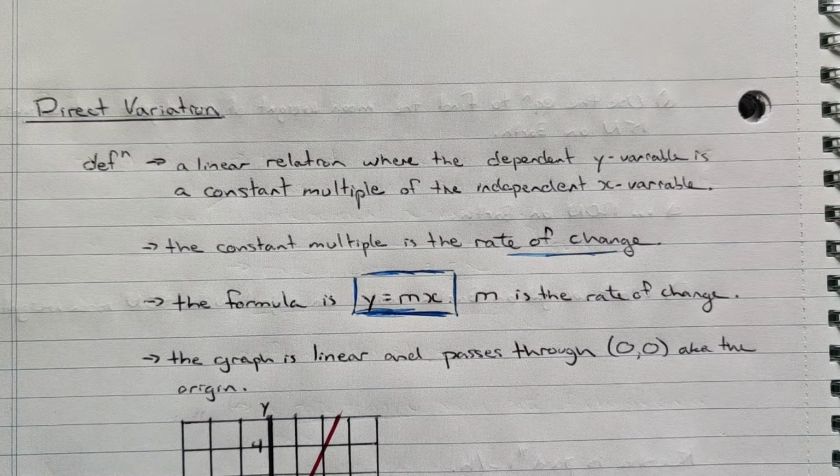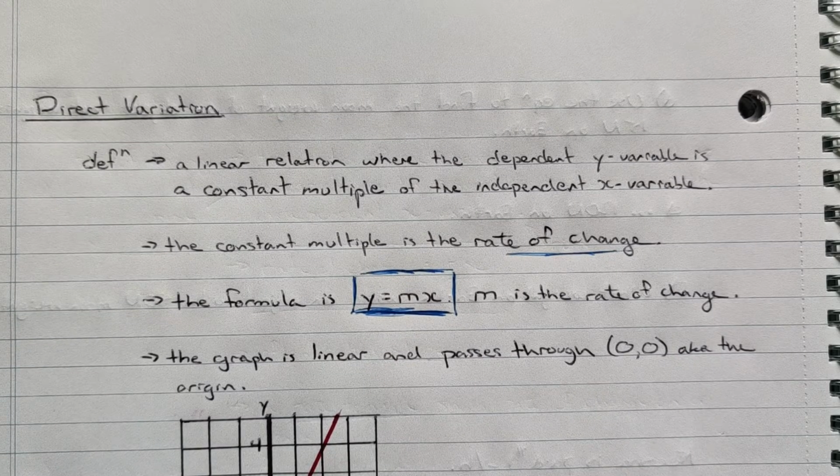For example, x is 4. We multiply 4 by, maybe our m is 2. 4 times 2 is 8, so y is equal to 8. And then the next pair might be 5. If x is 5, y would be 10, which is 5 times 2.